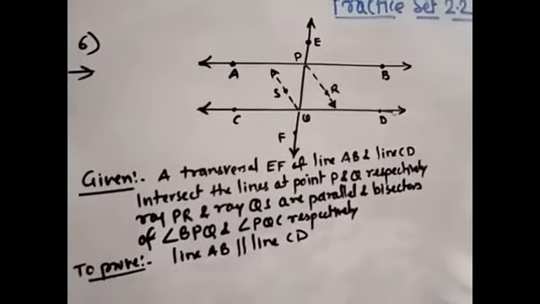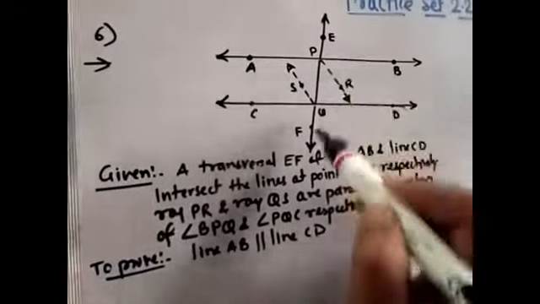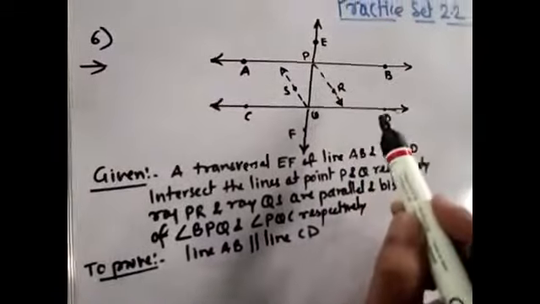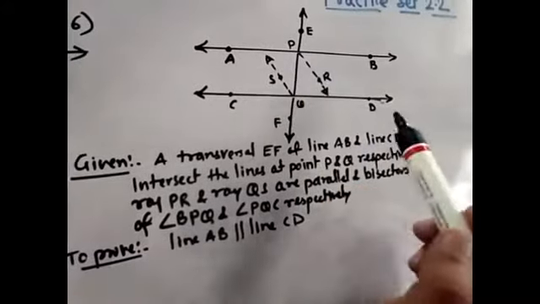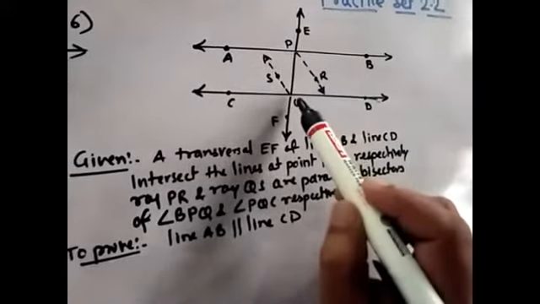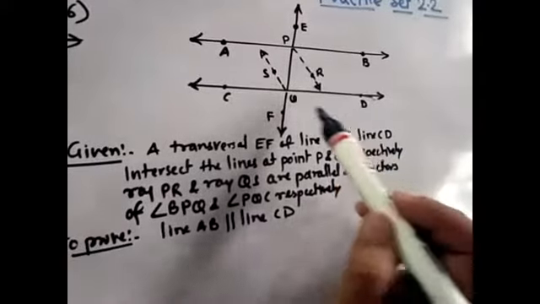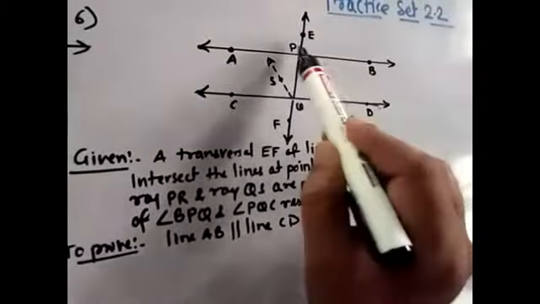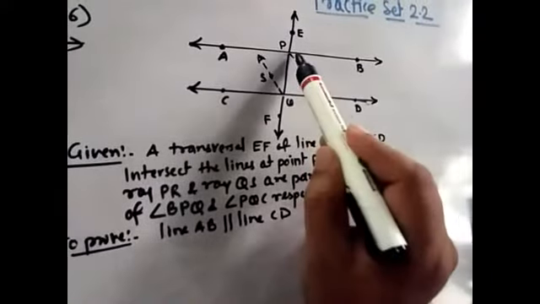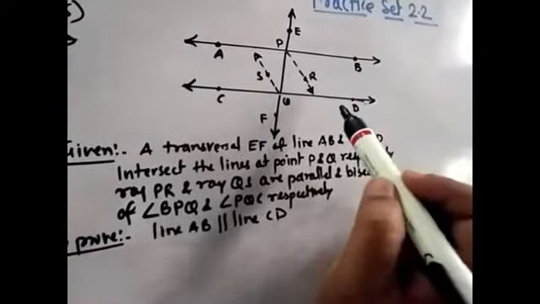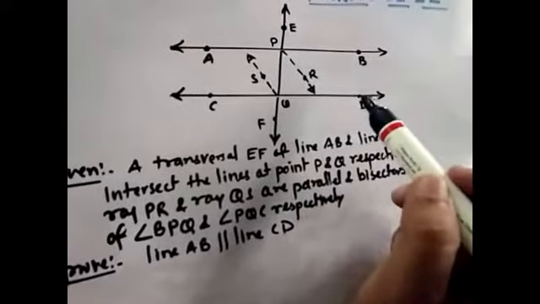Here this is the last question in practice set 2.2. A transversal EF, and AB and CD are two parallel lines intersecting at points P and Q, then respectively rays PR and QS are the bisectors of angle BPQ, this angle, and angle PQC, this angle, these alternate angles formed respectively. We want to prove that line AB is parallel to CD.